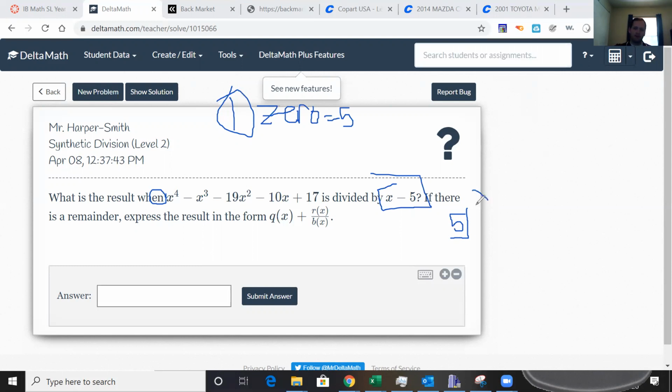Anyway, so we've got our x to the 4th, x cubed, x squared, our x, and then our nothings. And the x to the 4th has a 1. X cubed has a -1. Be careful with that negative right there. That is going to give us a -1. Then we have negative 19, negative 10, and finally 17. I realize these numbers are all getting off a little bit.